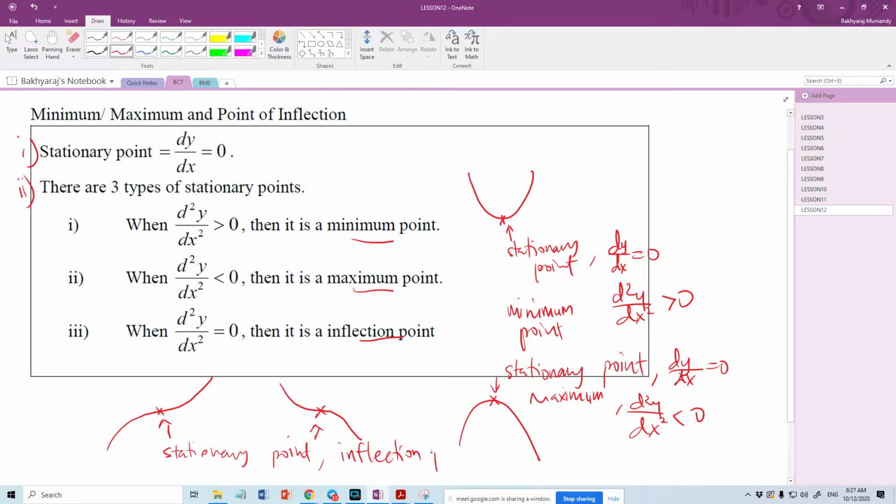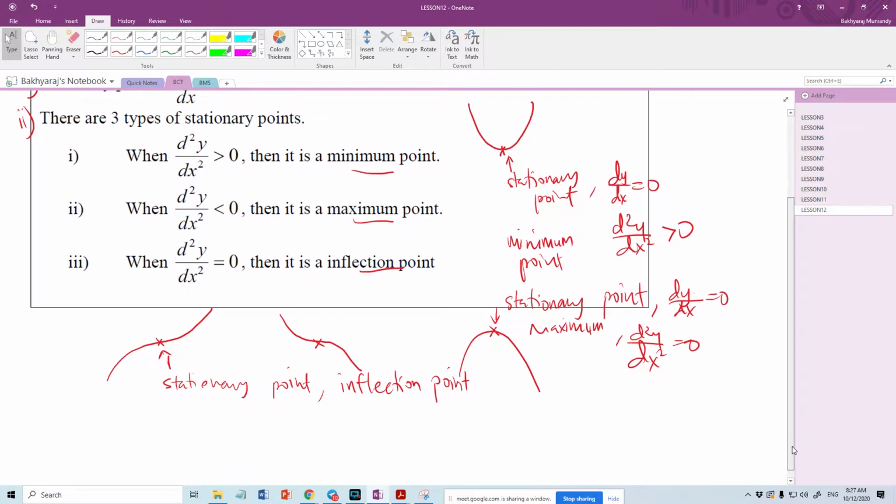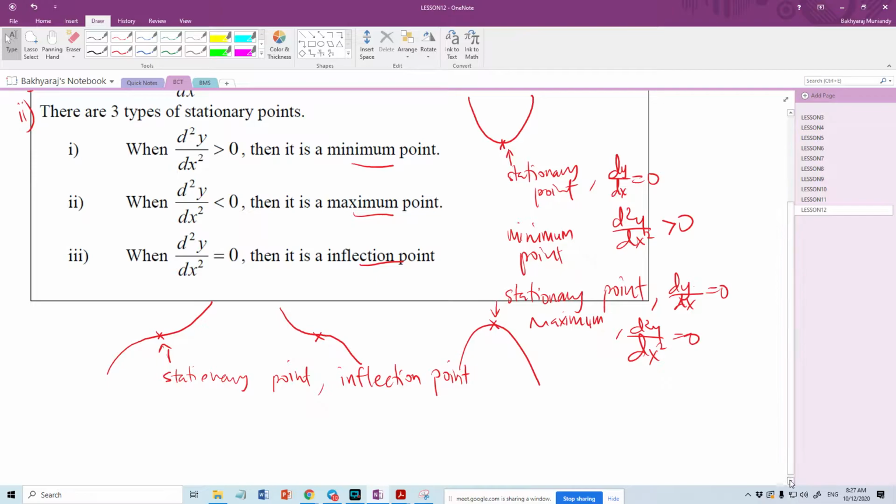Okay, so ini ialah curve dia untuk understand the points lah, the minimum, maximum and point of inflection. Okay, now I go for the example. Let me look into the first example. Some short briefing about the minimum, maximum and point of inflection. Okay, now let me look into the first example.